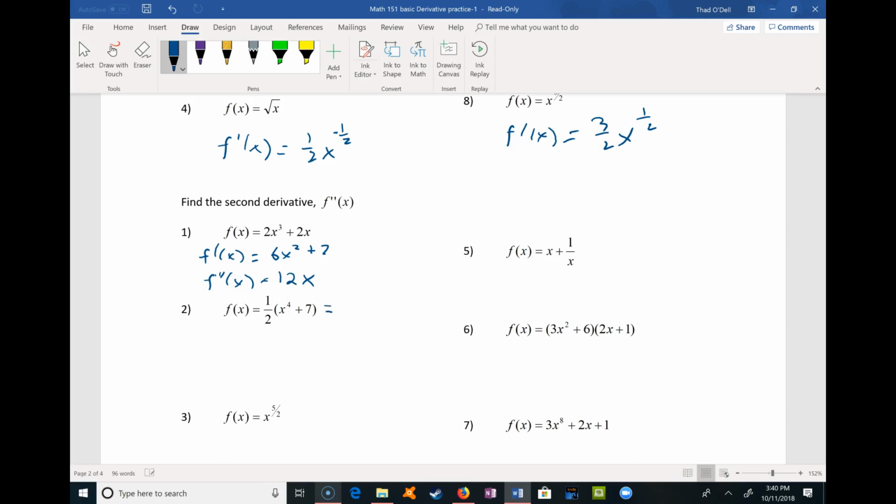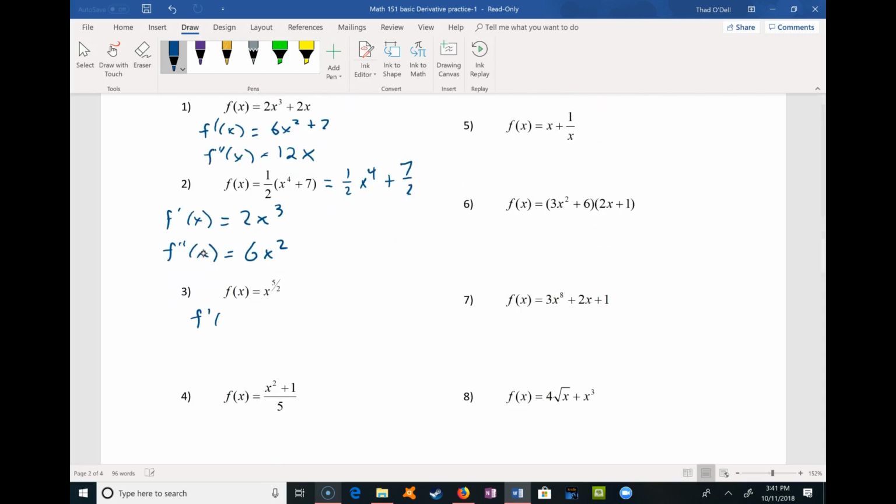This one I'd probably just multiply that through. So that'd be 1/2 x to the 4th plus 7/2. And then the first derivative is going to be 2x cubed plus 0. The second derivative would be 6x squared.